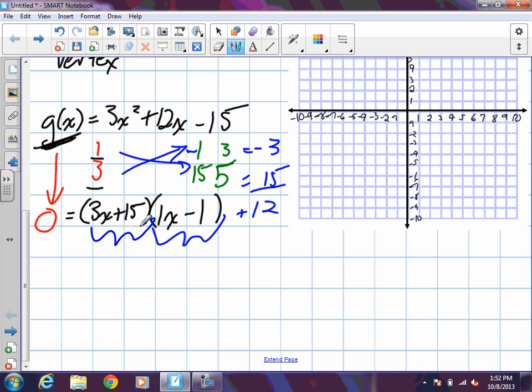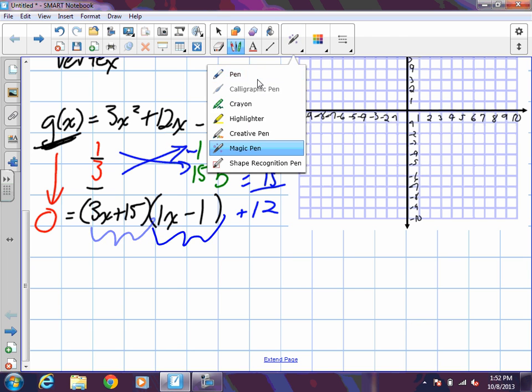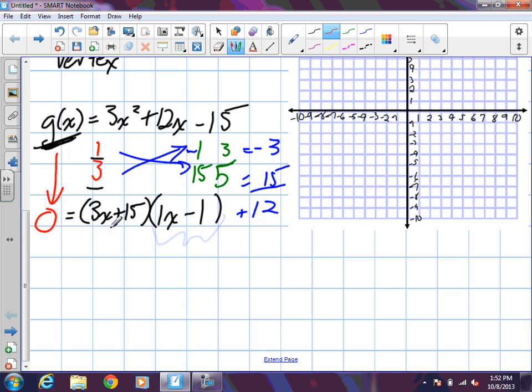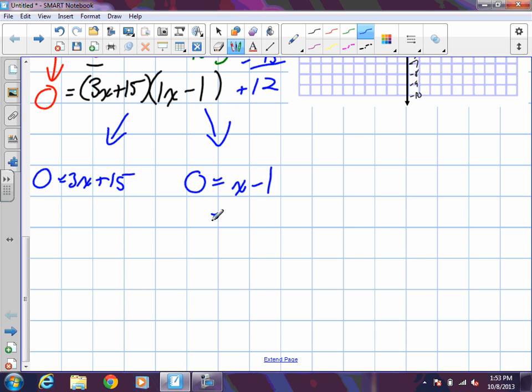So in order to figure out how to turn a bracket into 0, we have to find values of x that will do this. So we're going to split this equation. We're going to put 0 is equal to 3x plus 15. And 0 is equal to, and that can be just written as x minus 1. And we isolate for x. In this case, we bring the 1 over. X is equal to positive 1. In the other case, we get 3x is equal to negative 15.